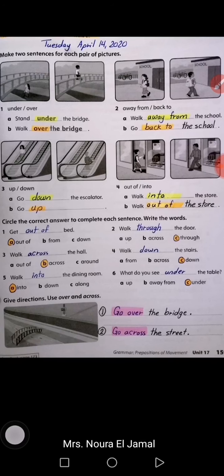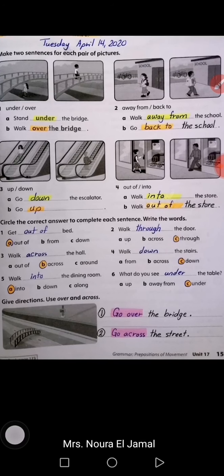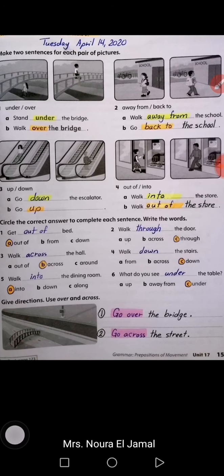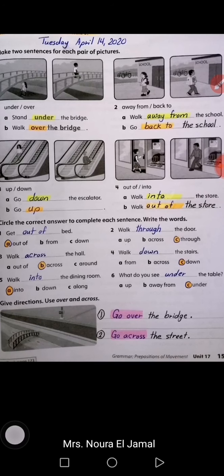Give directions, use over and across. Number 1, go over the bridge. Or we can say go across the street.